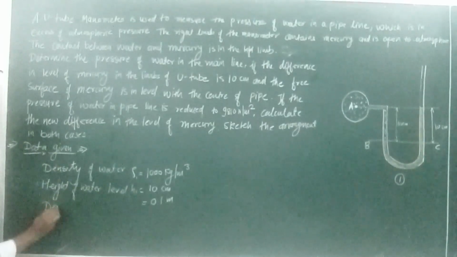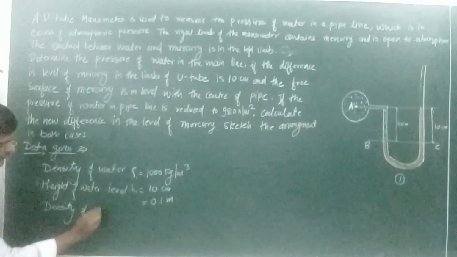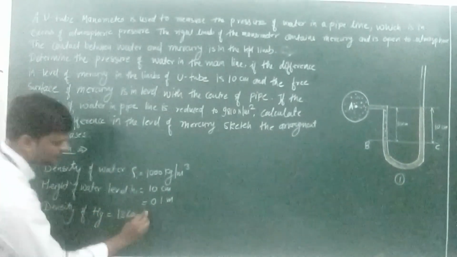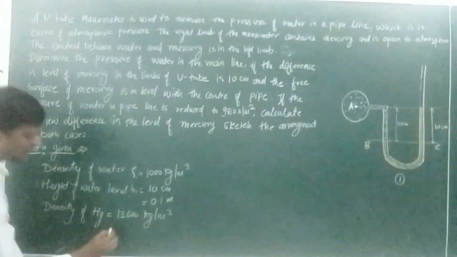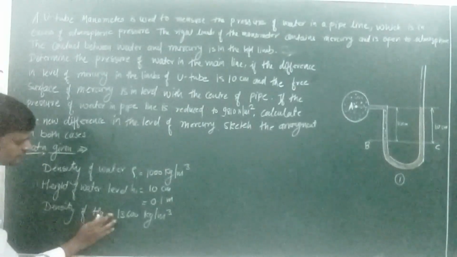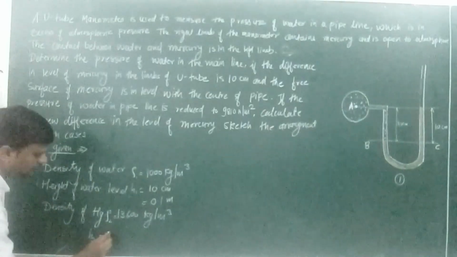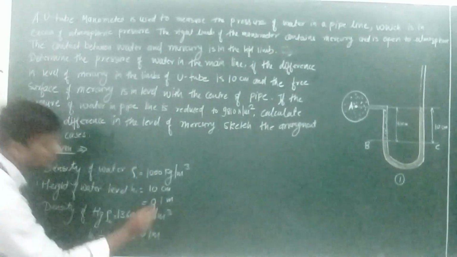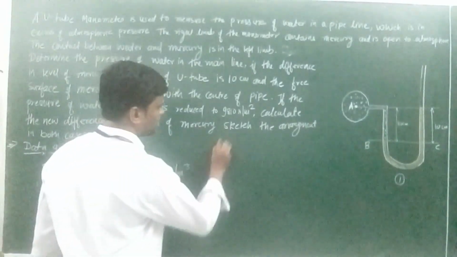Now density of Hg, meaning mercury, is 13600 kg per meter cube, this is ρ2, and H2 is again the same 10 centimeter, that is 0.1 meter.